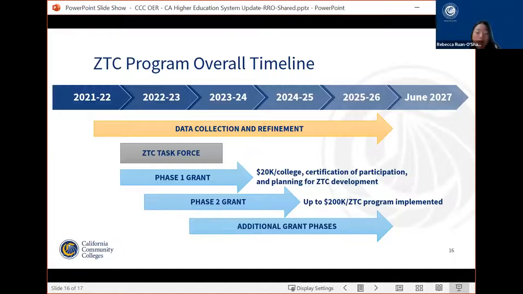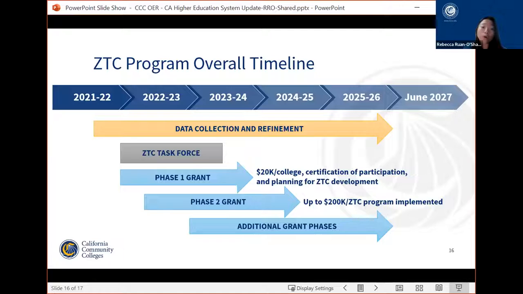So we are providing ZTC grants in multiple funding phases. Funding phase one is $20,000 to every college, asking colleges to plan for the development of a ZTC program. The first time around it was more optional, kind of saying whoever wants to pilot a ZTC program, please apply. And now the planning grant is for everybody, because this is not just a program, but this touches on student friction points and their access to critical materials for success, right? So that is why we want colleges to engage in the planning process.